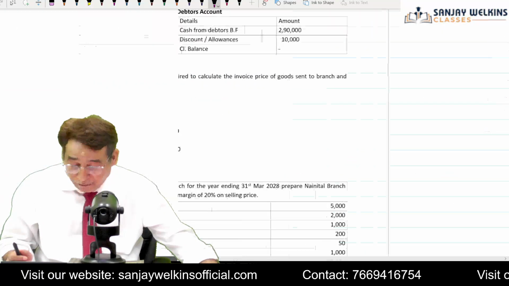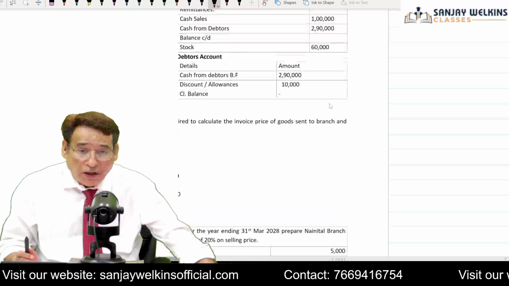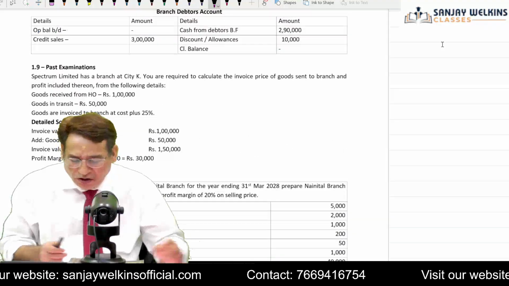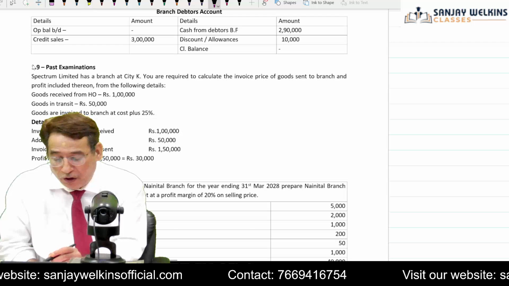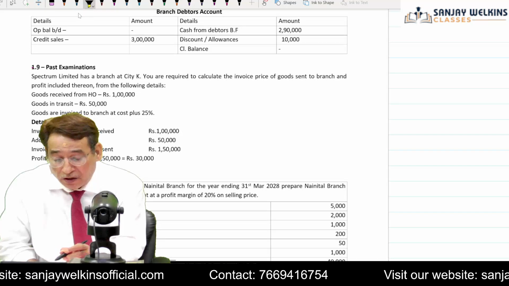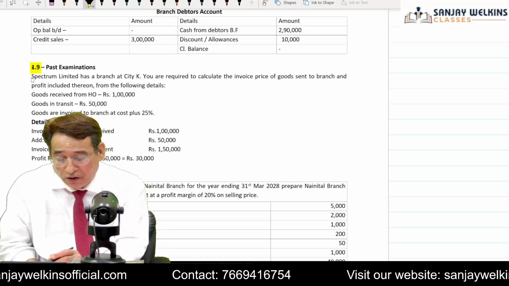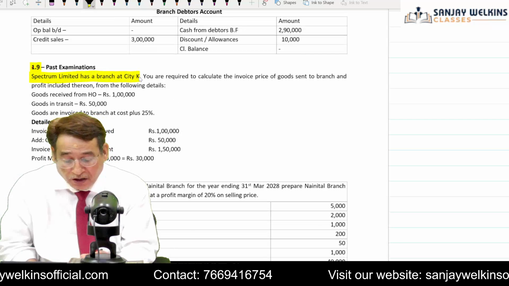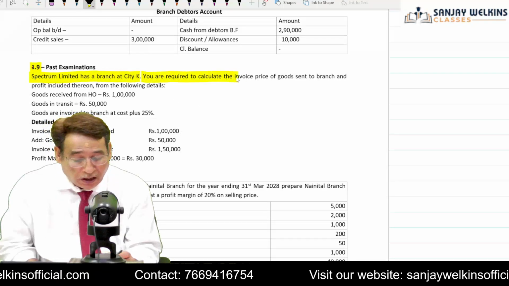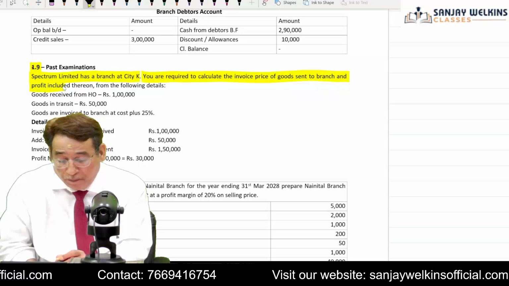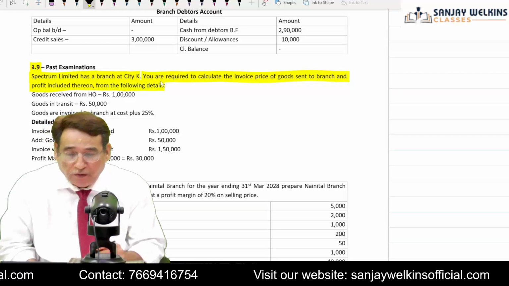Quite obviously, this part is pretty strong and important one. So the next question is, actually this question is a very simple one, to be very honest with you. 1.9. This question was asked once in the past examination. At the time it carried only 2 marks. Spectrum Limited has a branch at city K, and you are required to calculate the invoice price of the goods sent to branch account and profit included thereon from the following details.